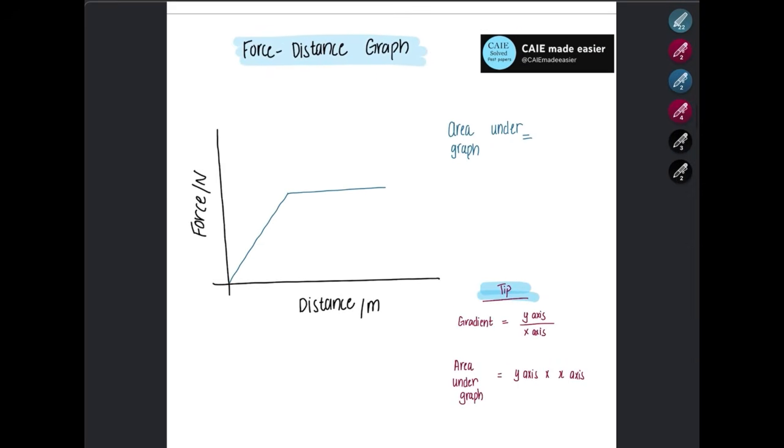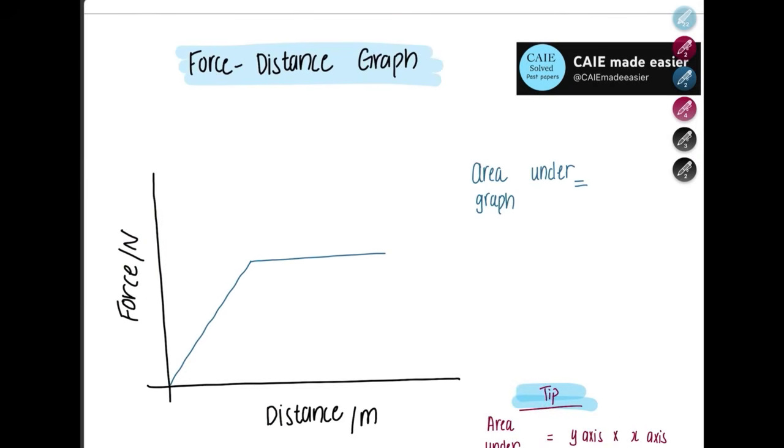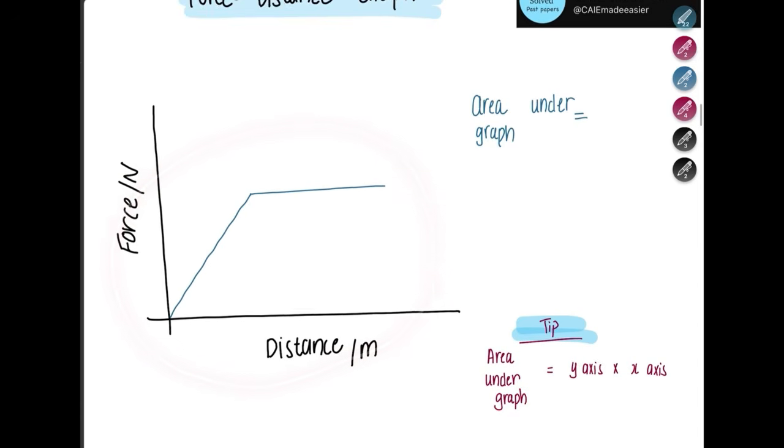Here we have a force distance graph. So on the x-axis we have distance, and on the y-axis we have force. Now, if you're asked to identify the area under the graph, but you don't know what quantity you will get if you find the area of this graph, to do that, remember this tip.